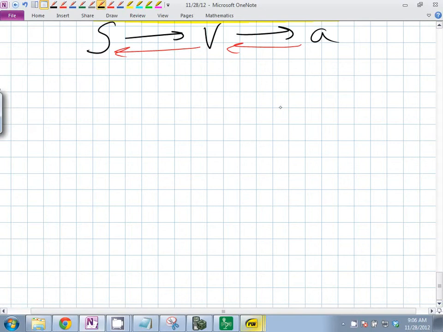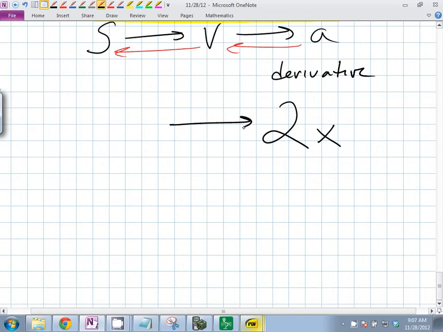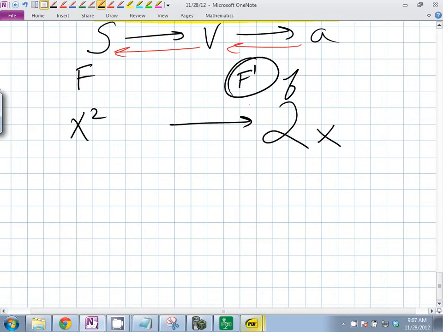If I gave you the function 2x, and said this is the derivative of some function, what function has a derivative 2x? Can you give me one function? X squared. So our capital F is this, and our lowercase f is this. And one way of saying lowercase f is f prime. That's what it equals.